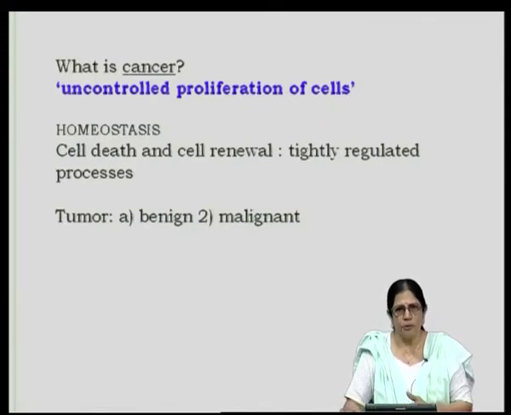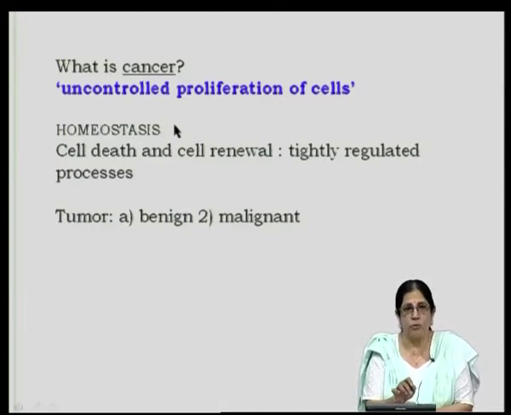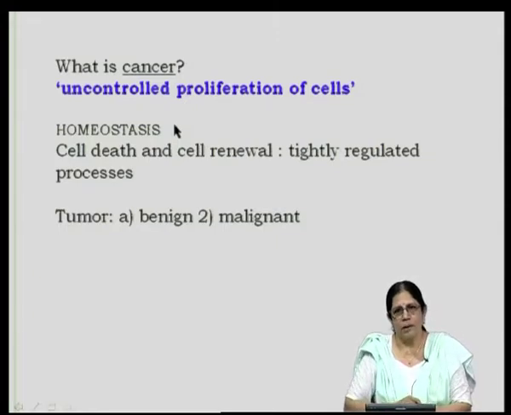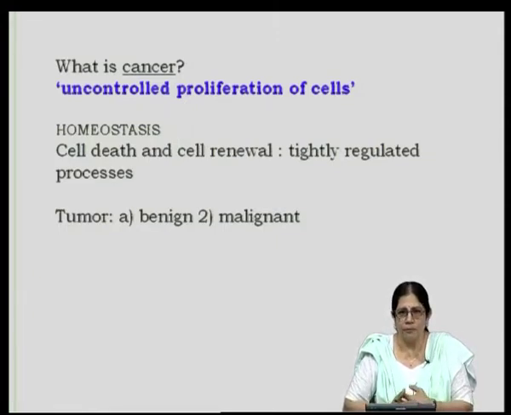Uncontrolled proliferation, which would mean of course, there should be some kind of a regulatory mechanism which allows cells to renew and die. This process is known as homeostasis. Cells are short lived. Depending on the type of lineage, cells can live for 3 to 4 weeks, and some cells like RBCs would live for a few days. There is a constant need for cell renewal. Whenever there is cell death, there is cell renewal, and this is an extremely tightly regulated process.